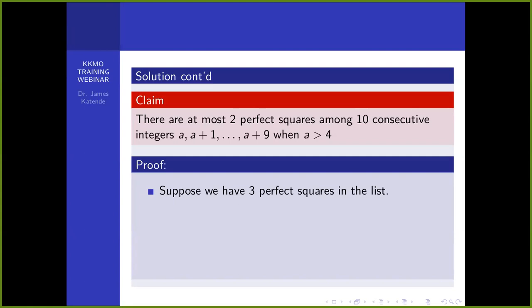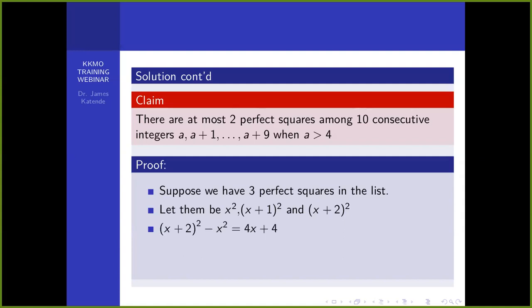So we've seen it's possible to get 2. The question is, is it possible to get 3? So we make the assumption that we have 3 of them in the list. We call them x squared, and the next perfect squares would be x plus 1 squared and x plus 2 squared. The trick is to find out if the distance between this first perfect square and the last one is more than 10. If it's more than 10, then it's not possible to get 3 perfect squares.